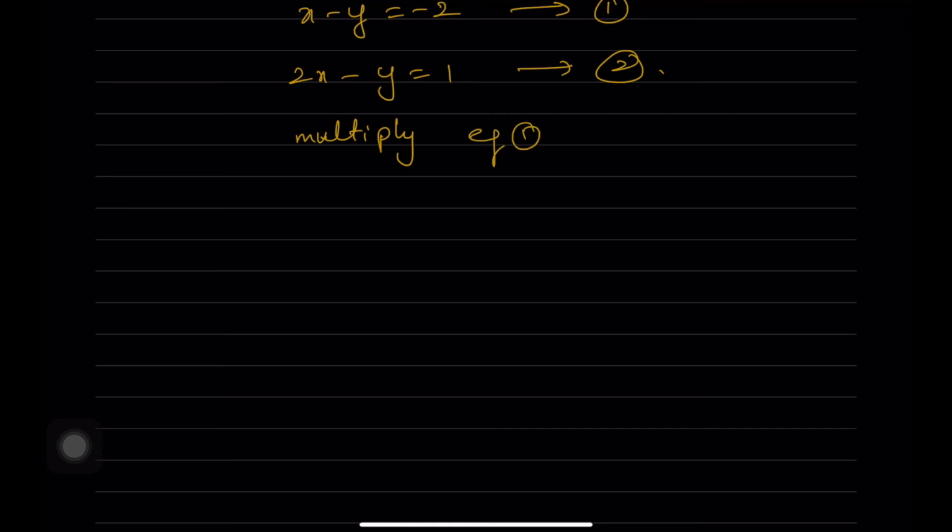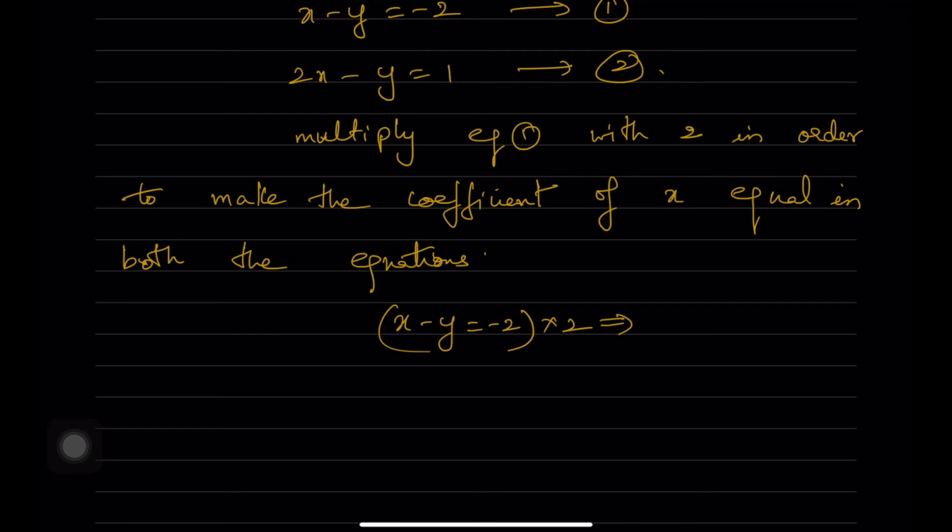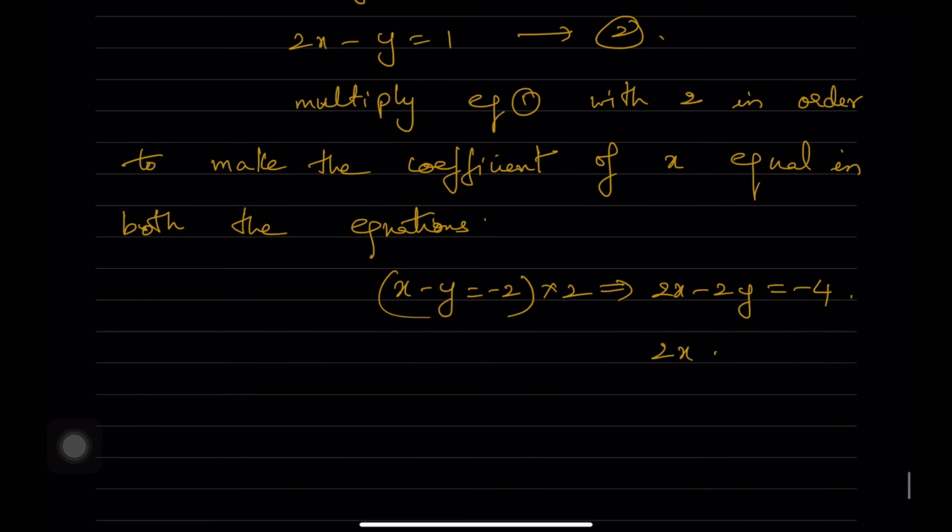Now you can either add or subtract these two equations to eliminate y because the y terms are the same, or you can multiply equation 1 by 2 to make the coefficients of x equal. So we are multiplying equation 1 by 2, in order to make the coefficient of x equal in both equations. x - y = -2, multiplied by 2, gives 2x - 2y = -4, and the other equation is 2x - y = 1.